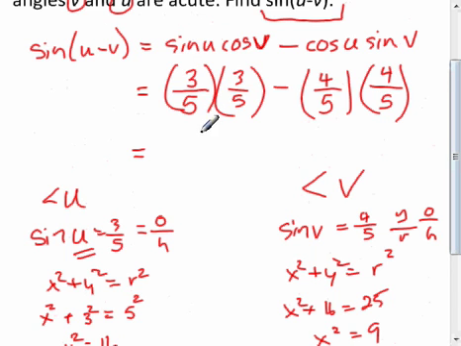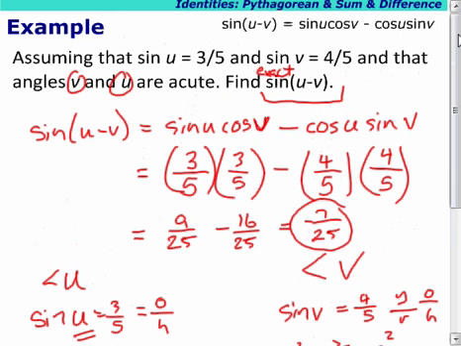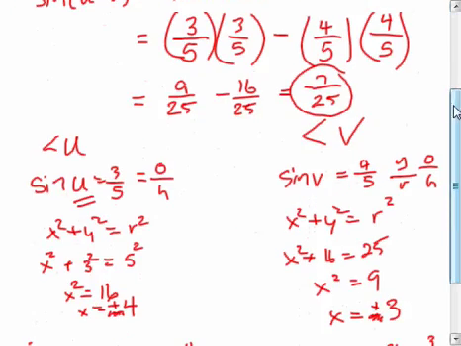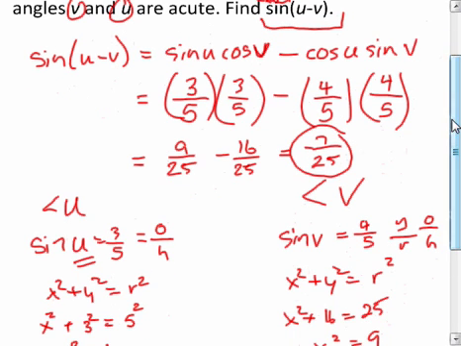Now to solve this, I'll simply work the equations. 3/5 times 3/5 will give me 9/25, minus 4 times 4, this would be 16/25. So my exact value then will be negative 7 over 25. That will be the exact value of the sine of u minus v. Okay, so again using the sum and difference identity, and also using our understanding of the ratios of a triangle helped us determine that.